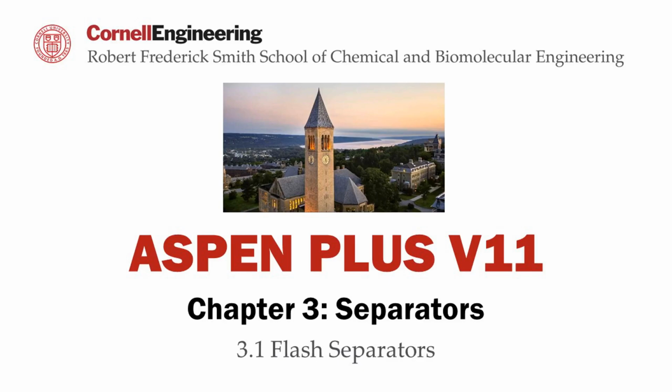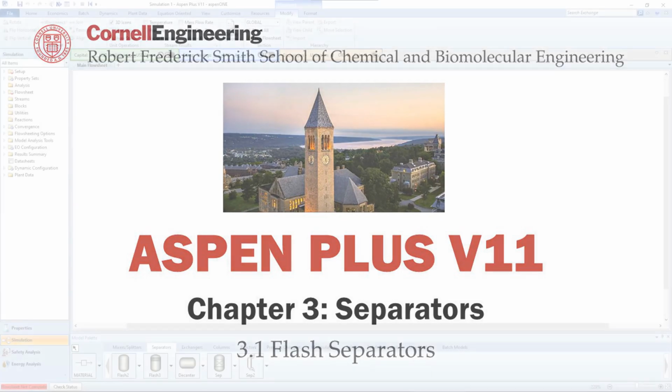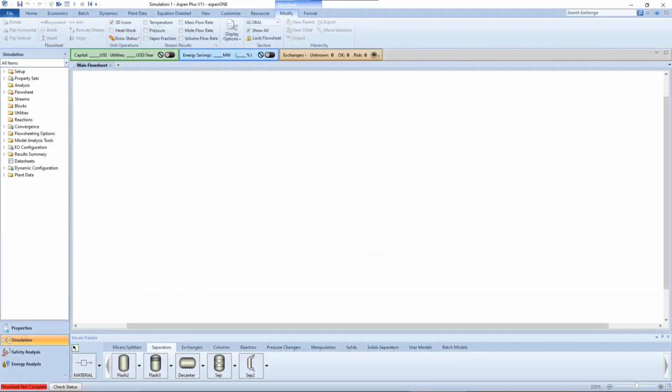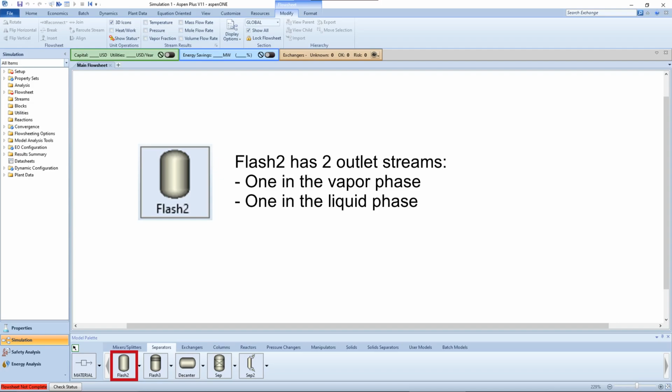This screencast demonstrates how to use a flash separator in the Aspen Plus software. Flash drums are separation devices used to separate vapor-liquid mixtures. The flash model in Aspen Plus can simulate various unit operations, including surge or knockout drums, partial condensers or heaters, and single-stage liquid-liquid extractors.